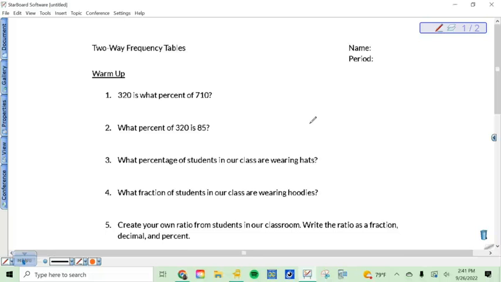Two-way frequency tables today. Two-way frequency tables. And we are going to use percents and ratios and fractions and decimals, a whole bunch with these two-way frequency tables. So I want to do a little warm-up with percentages. So you might have already figured out the right answer. We will see. And if you figured it out in your own little way, that's perfectly fine. If you get to the right answer, I do not mind how you do it.